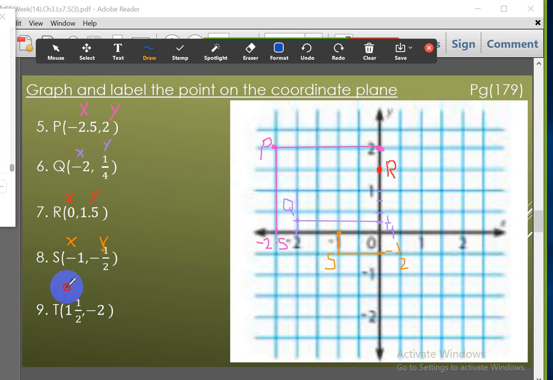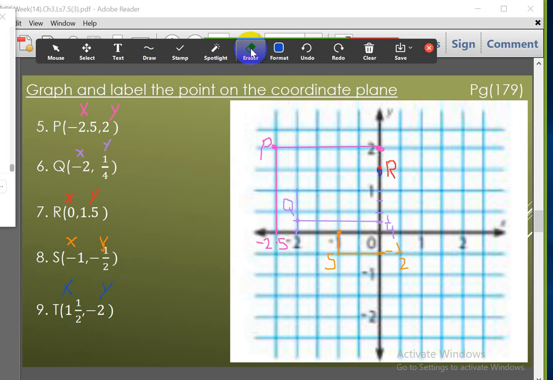This is X and this is Y. X is 1 and 1 over 2. That means it will be up because it's positive. 1 and 1 over 2, this is 1 and 1 over 2, which is a half. That means here in the same point. This is 1 and 1 over 2. This is X only. What about negative?